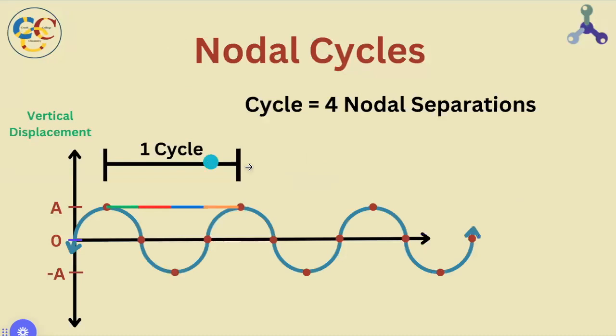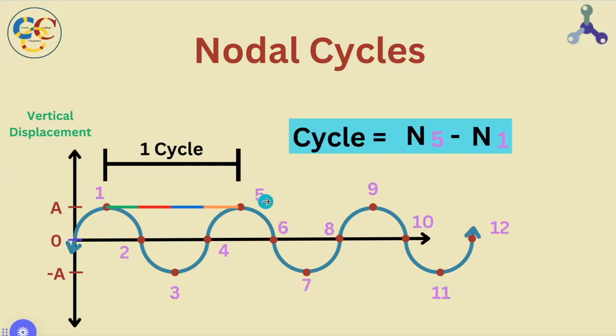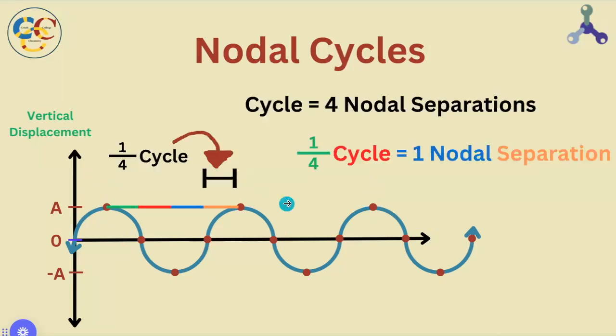Defining our cycle with respect to nodal points, it's 4 consecutive nodal separations. And a nodal separation is simply the horizontal distance between any two consecutive nodal points: A to 0, 0 to negative A, negative A to 0, 0 to A. So if we number our nodes, we can see that a cycle gets to exactly 4 nodes later than when we started. On the flip side, if 4 nodal separations equals a single cycle, the nodal separation equals a fourth of a cycle.